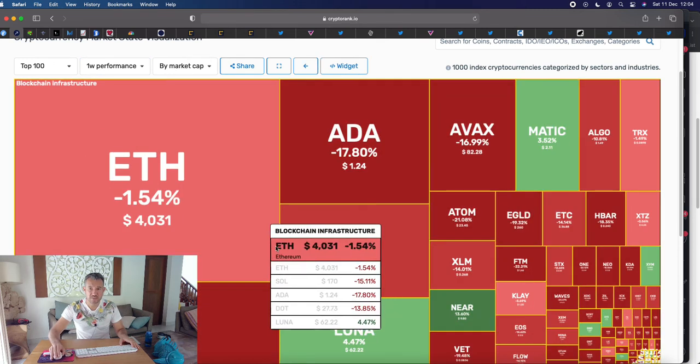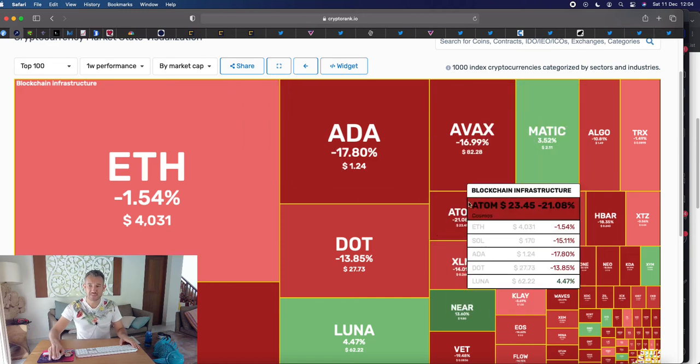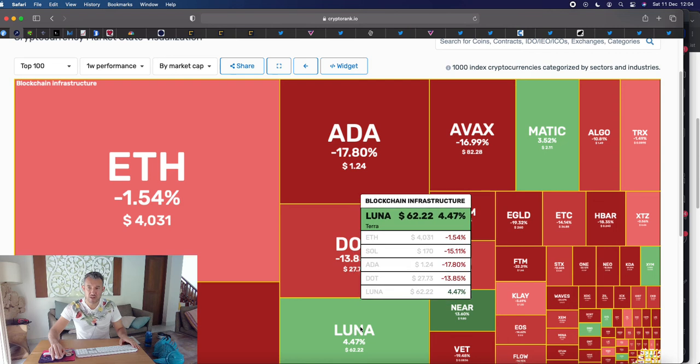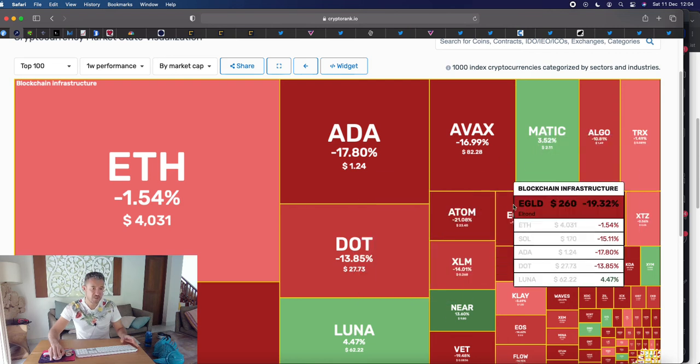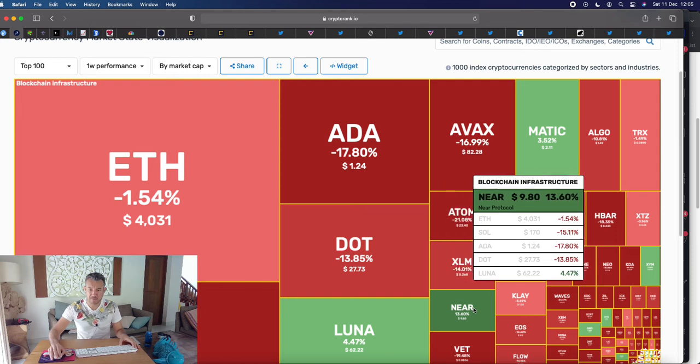Looking at the L1 space, Avalanche and Solana are both down 17%. The only real tokens that are forming rather well are Luna and Matic, both friends of the channel, strong tokens that I have in my portfolio.